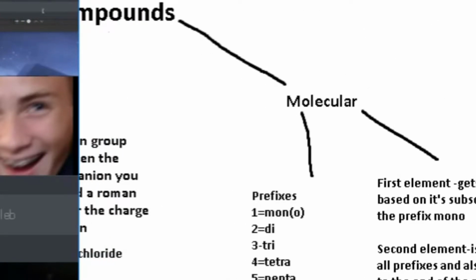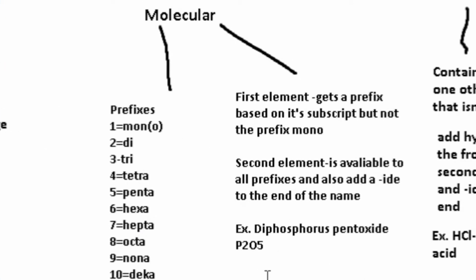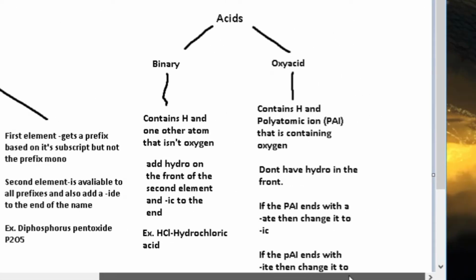And then onto molecular compounds, you would need the prefixes. And so the first element in the compound does not get the prefix mono. And then the second element is available to all the prefixes, and you'd also need to add IDE. So for example, diphosphorus pentoxide. Then acids would be binary and oxy acids.